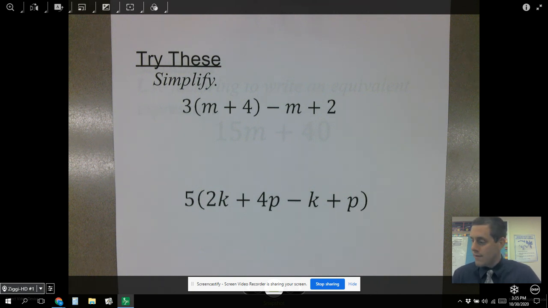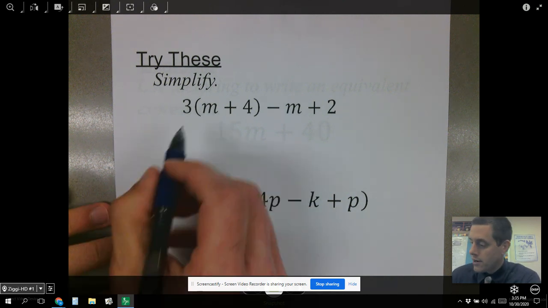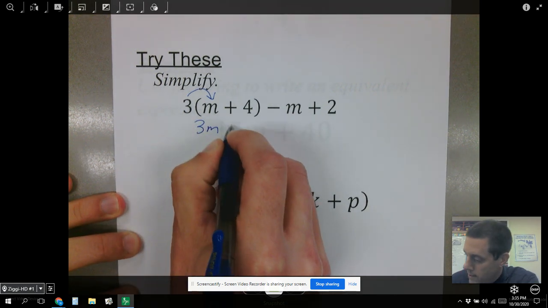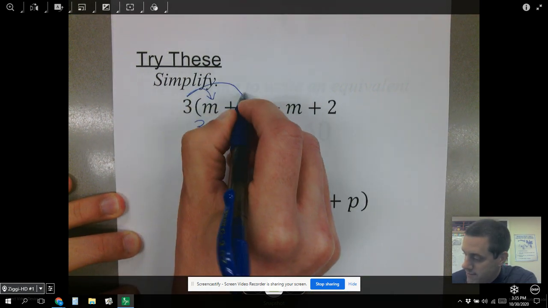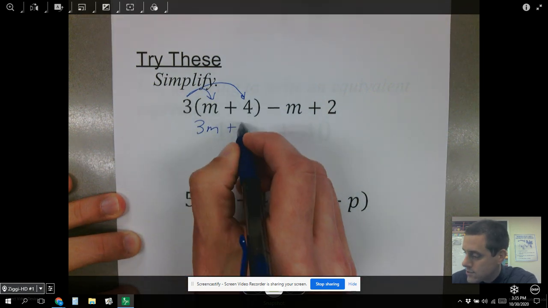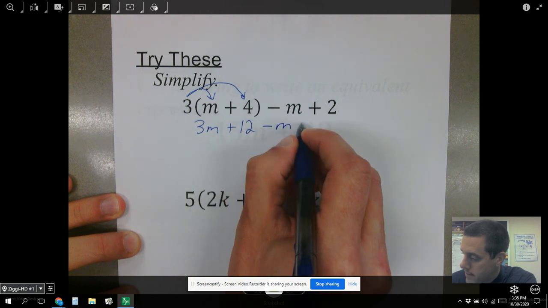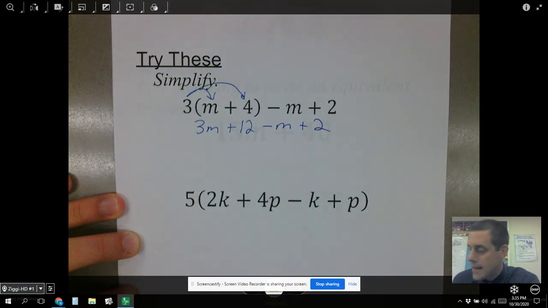Okay, welcome back. I hope you gave yourself enough time to complete both of these expressions. Let's go over them and see how you did. Starting with the distributive property, 3 times m is 3m. I'm going to drop the plus sign, and then inside of my quantity is a 4. 3 times 4 is 12, and then I'm bringing down all the terms outside of the parentheses, minus m plus 2. Now it's time to combine like terms.